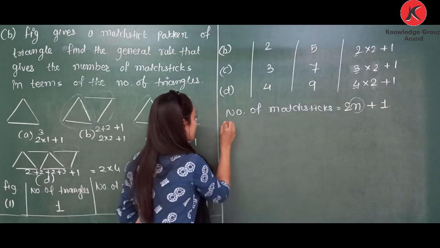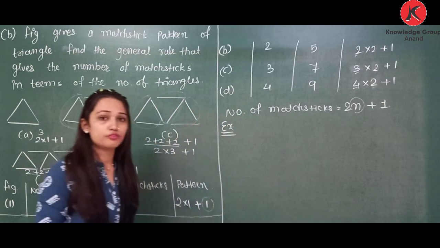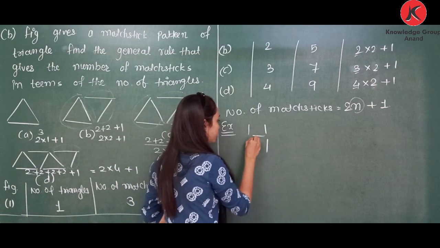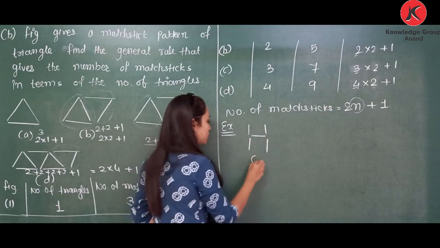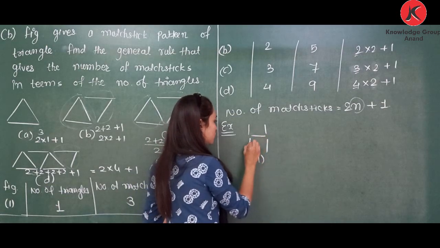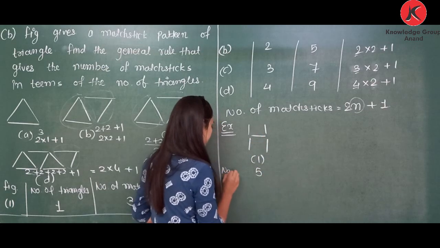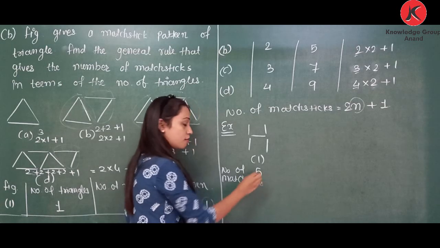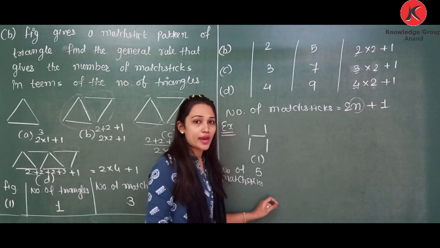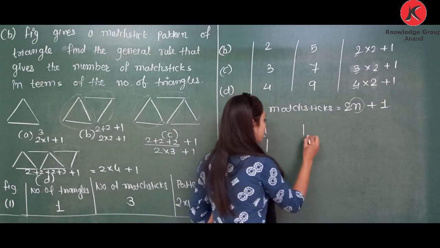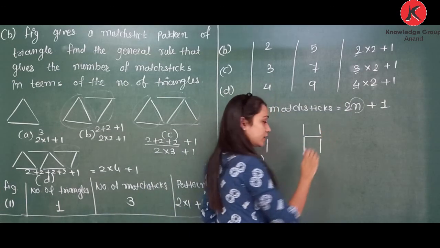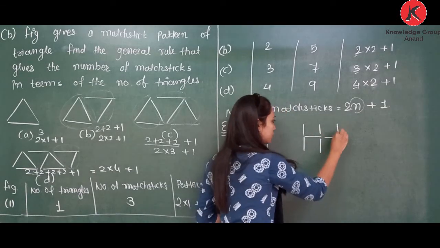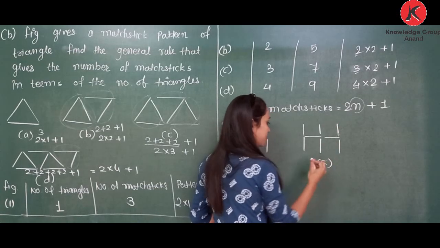Clear? Let's take one more extra example to understand how we can find the rule for a matchstick pattern. If we consider H letters that are joined with each other, for one H, how many matchsticks are required? 1, 2, 3, 4, 5. 5 matchsticks. If we add consecutive Hs that are joined to each other, for the first we need 5, and at the last we need to add 3 more matchsticks. So here 5 plus 3, 8 matchsticks.